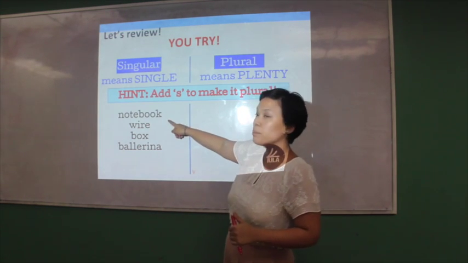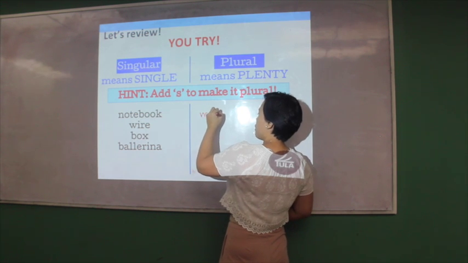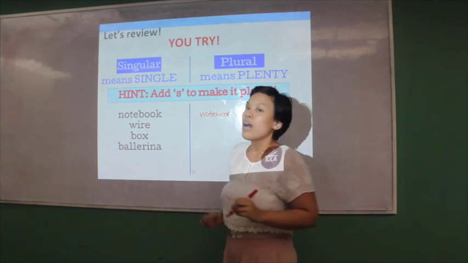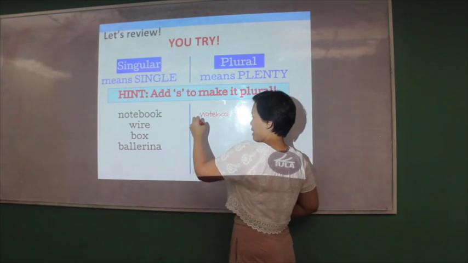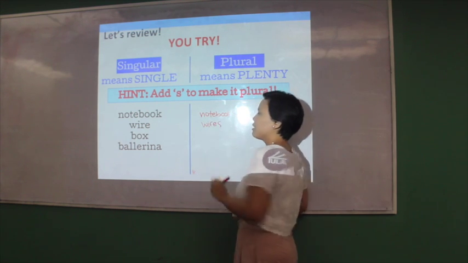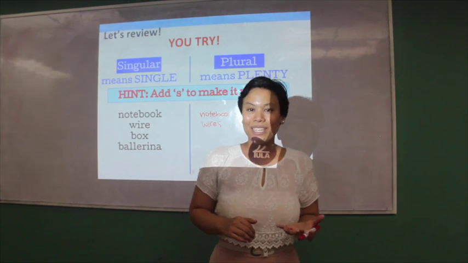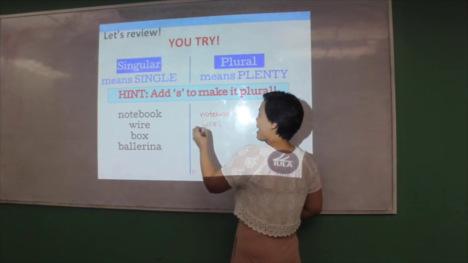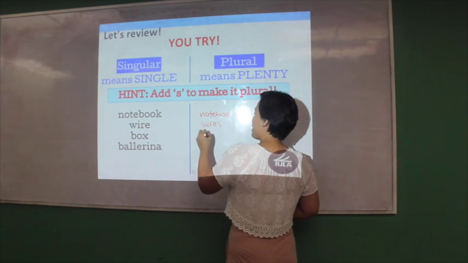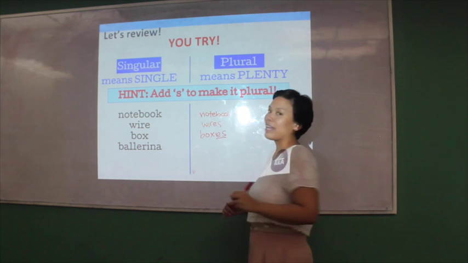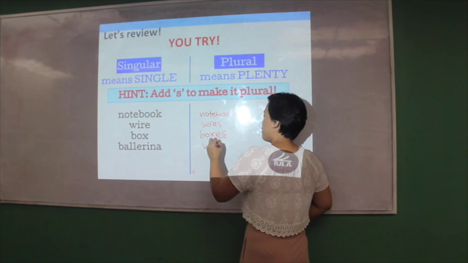What does notebook become when you add S? That's right, it becomes notebooks. What about wire? What is the plural form of wire? Yep, it is wires. Box, if you remember our last rule on singular and plural nouns, you don't just add S, but you follow the special rule. So you would add ES to that. And ballerina, add S, becomes ballerinas.